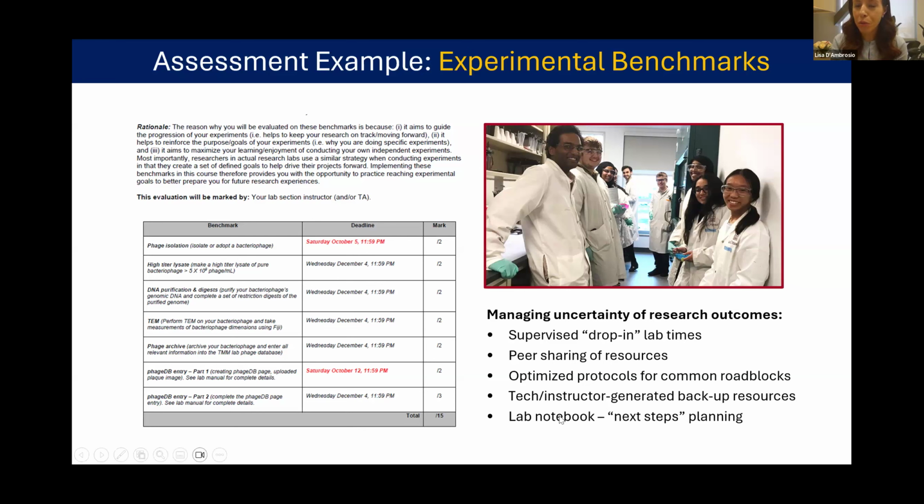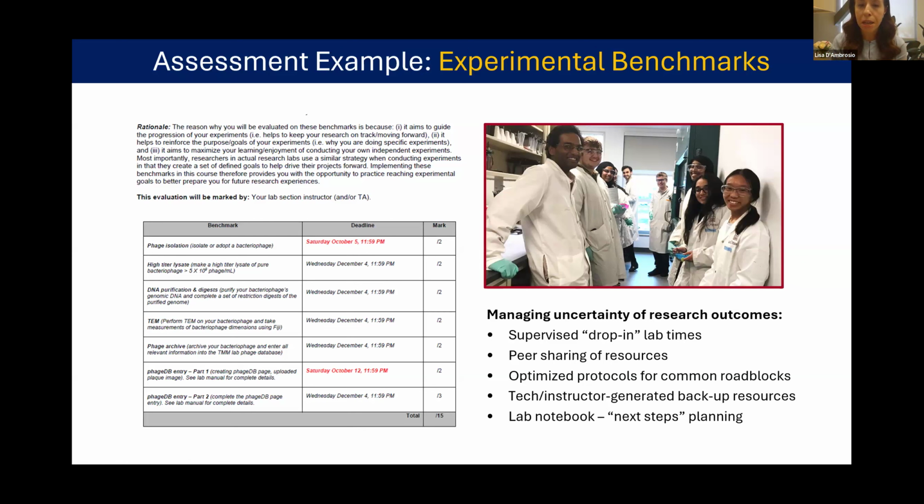We also have peer sharing of resources. This was briefly mentioned before the break, whereby some students are really trying in the lab. They're really trying to isolate that phage. And there's documented evidence that we've seen the students really trying their best and working hard at that. Students can share resources, for example, sharing phages that they've isolated so the student can progress with their benchmarks.